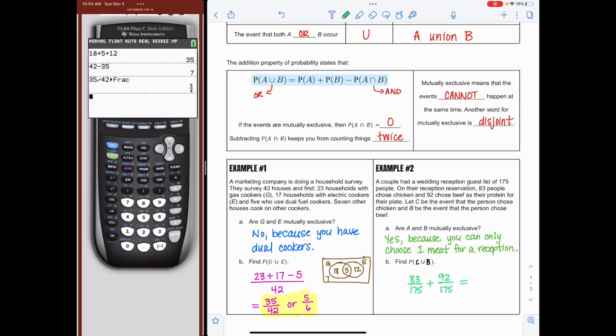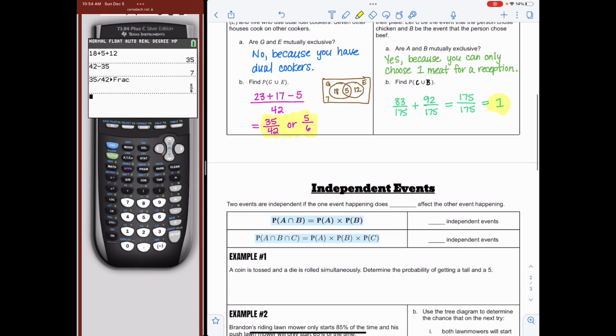So when I add that, I end up getting 83 plus 92. That'll be 175 out of 175. And we know that 175 out of 175 is equal to 1. So that will be the probability that you would choose chicken or beef.